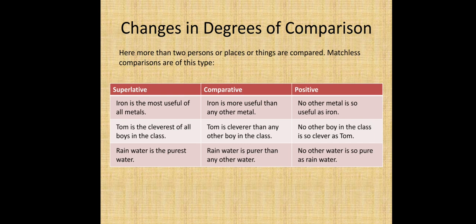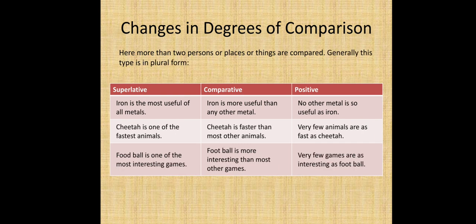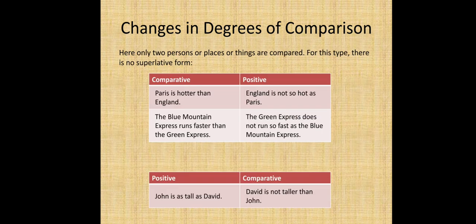So as you can see in these examples, how I have used positive, comparative, or the superlative, or from superlative to comparative and then to positive. Now again see, here more than two persons or places or things are compared. Generally this type is in plural form. Like, as I said, cheetah is one of the fastest animals. Cheetah is faster than most other animals, and very few animals are as fast as cheetah.